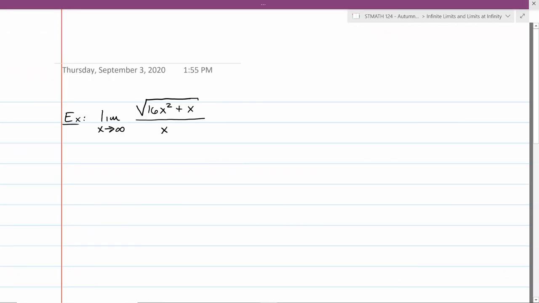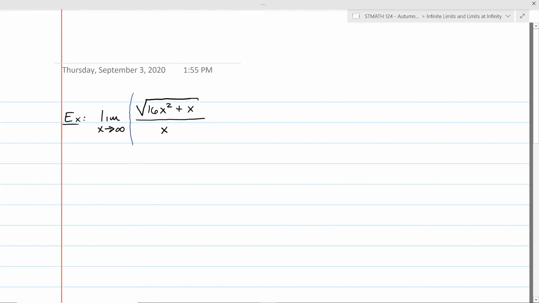For this example, we have a radical involved, but actually we pretty much use the same principle as we were doing with the rational functions a minute ago. So here we have an algebraic function, but the principle is the same. We're going to divide both the numerator and the denominator by the highest degree term in the denominator, which is x. So we multiply by 1 over x in the top and multiply by 1 over x in the bottom.